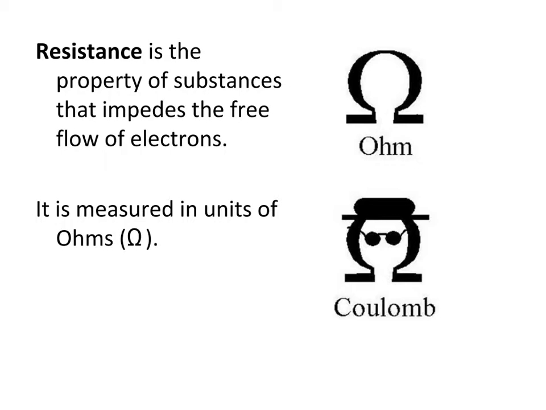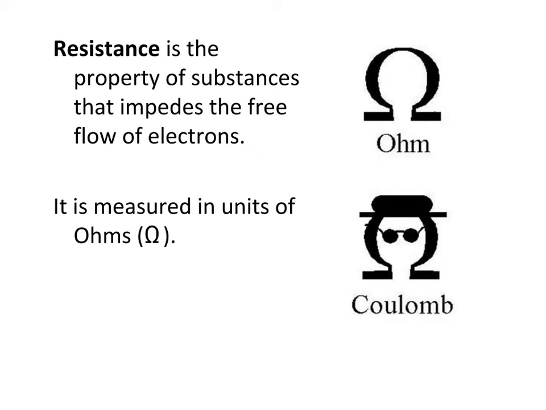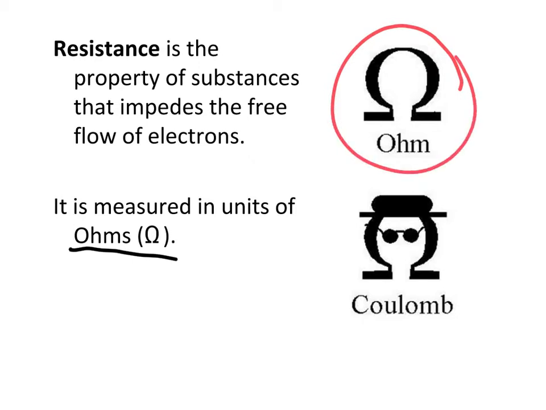The units for resistance are ohms, named after George Simon Ohm, a German scientist who made an important discovery about electrical resistance, and we'll talk about that in a moment. This is the symbol for the ohm, which is the Greek letter omega.